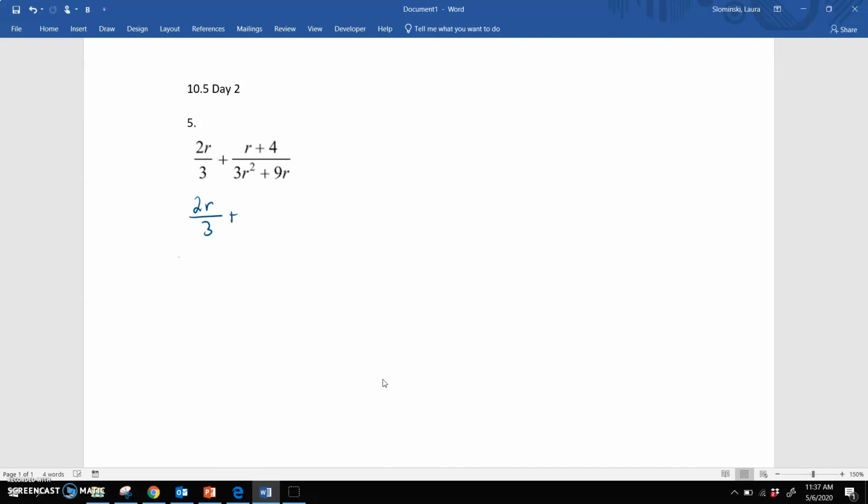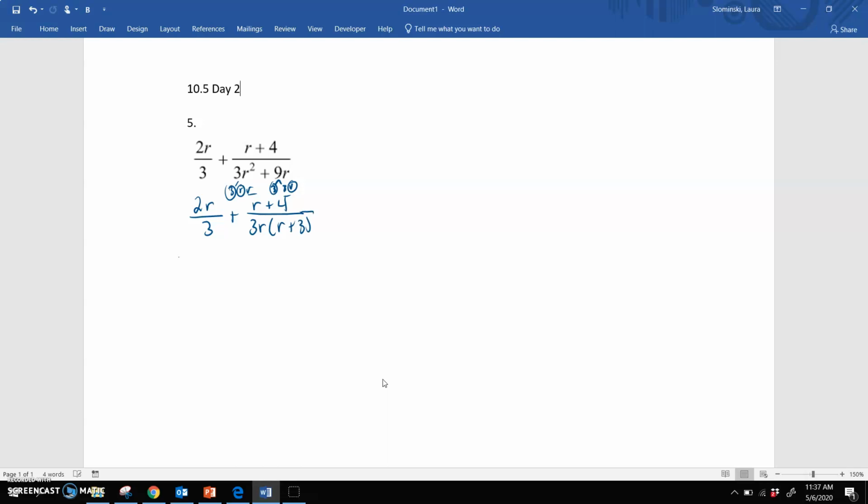But my second fraction has the r plus 4 on top, but I see that 3r, 3 times r, I see that this one has a greatest common factor of 3r. So it's 3r times, and then I'm left with r plus 3.